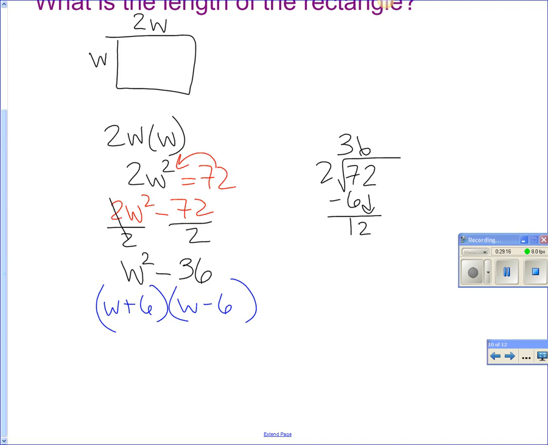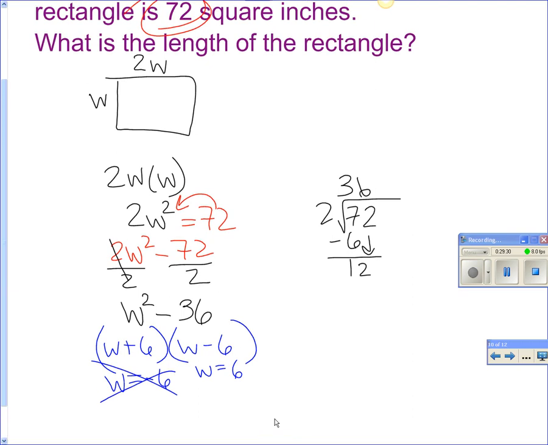Jeremy, what do you get when you set these equal to 0? W would be what? Negative 6, and over here it would be positive 6. We want the positive one. And LeVar, what's the question asking? So I always go back to my picture. What does it have on the length? 2W, and W is 6. So 2 times 6. 12. Any questions? All right.